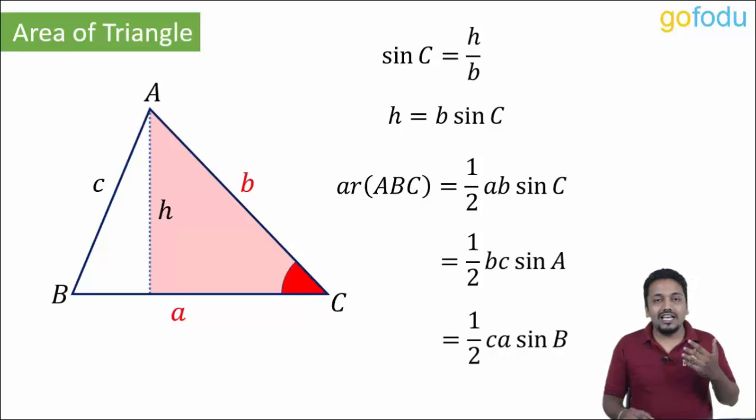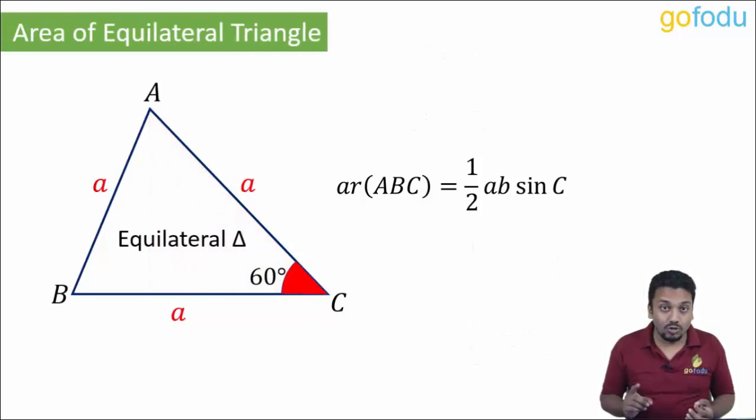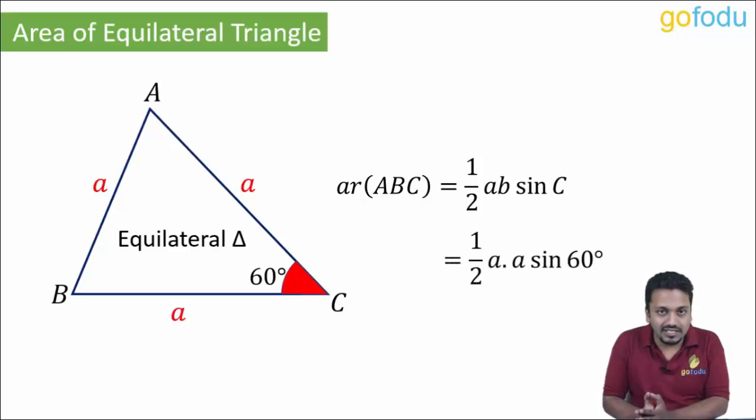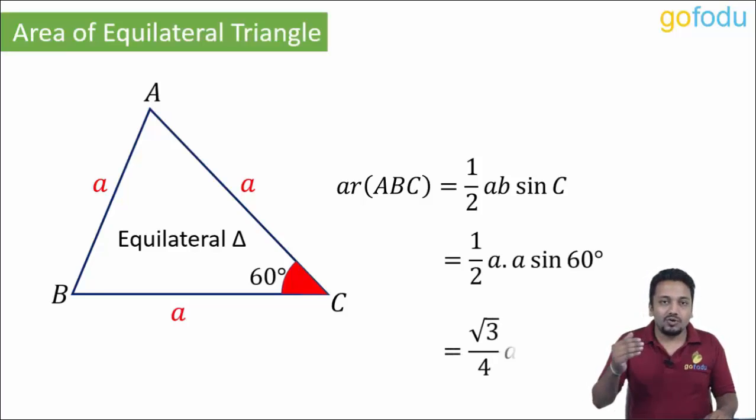If the triangle is equilateral, I want you to remember this case. If triangle is equilateral, all the sides will be equal. Let's say they are of length A and all the angles will be 60 degree, sine of which is root 3 upon 2. So area will be root 3 upon 4 A square. This formula is important.